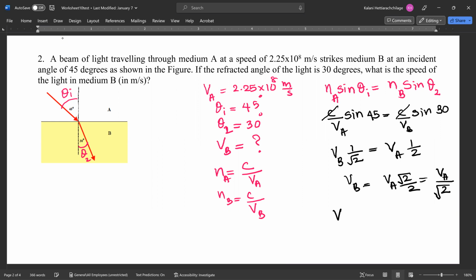So now VB will be 2.25 times 10 to the 8 divided by root 2, and that will give you the value of VB. So that will be 1.5 times 10 to the power 8.